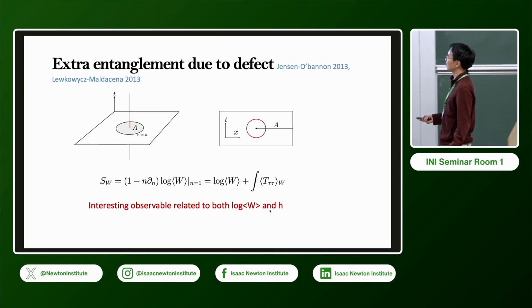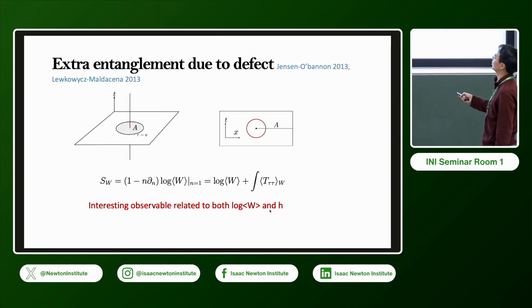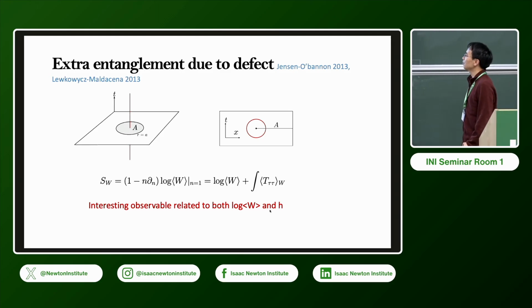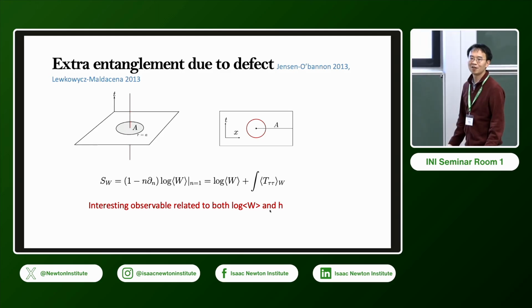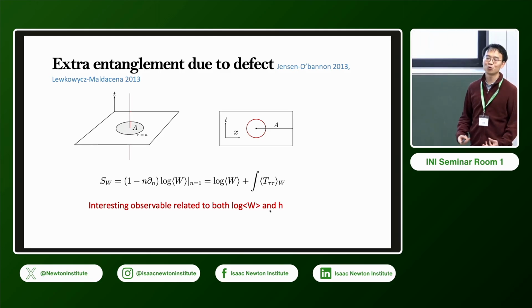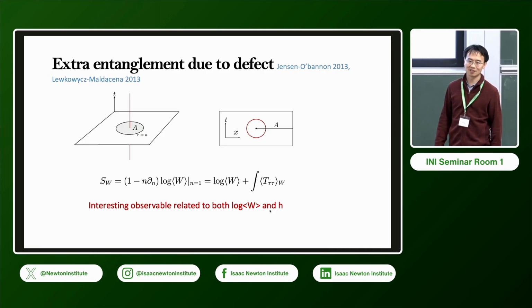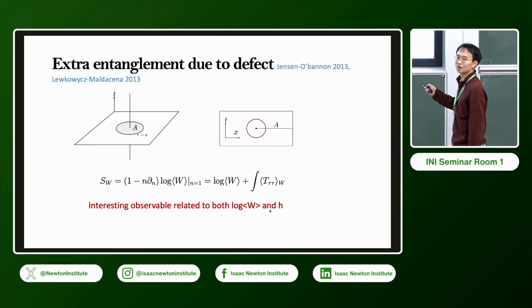How to compute it? Actually, the calculation is straightforward. So we know without defect, the calculation can be done by using the so-called replica trick. Now with defect, what you have to do is just do the replica trick with this defect. That's it. Okay. So what is the replica trick in this picture?